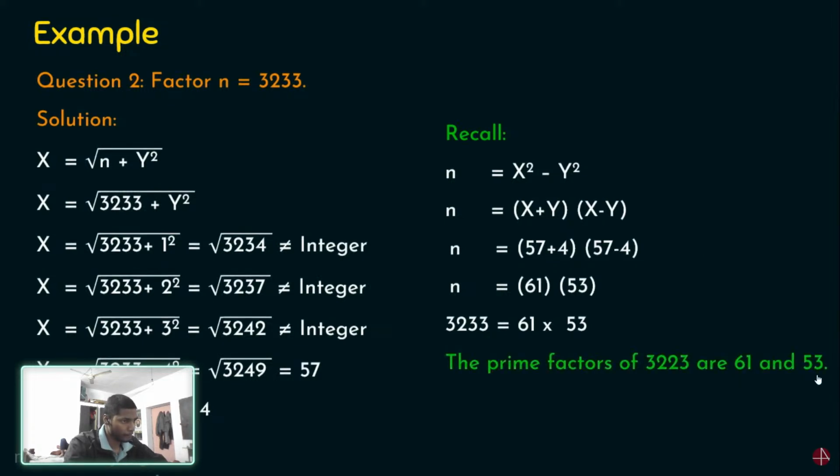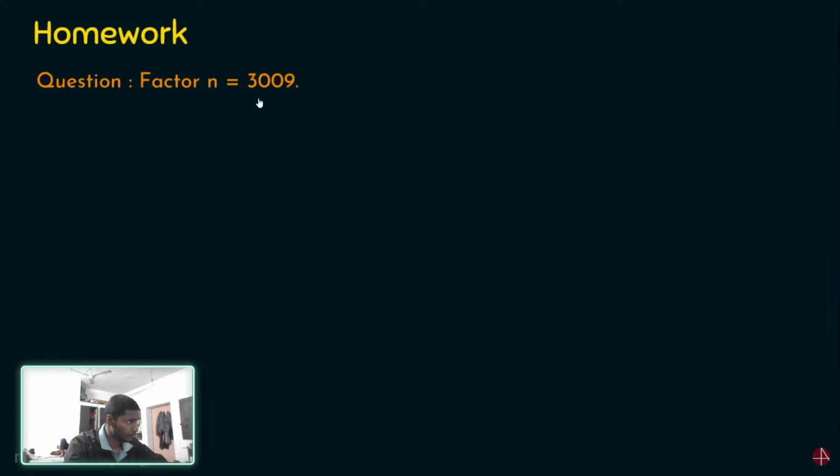So before we sign out, let's see the homework question. The question is factor n is equal to 3009. I request you to solve this problem using Fermat's factoring method and post your answers in the comment section. This algorithm works fine when the values of x and y are close.